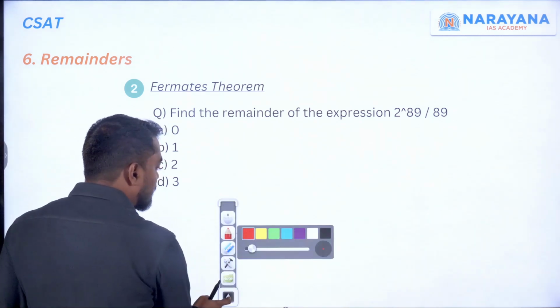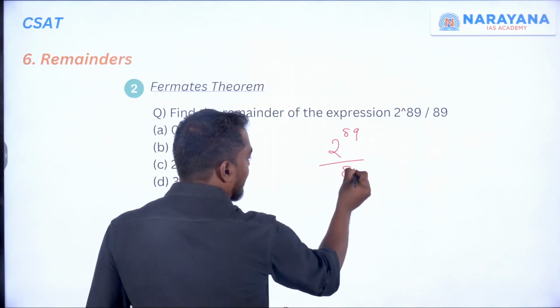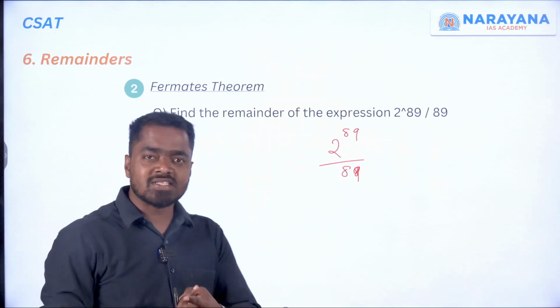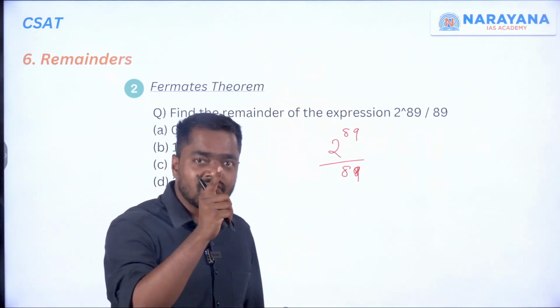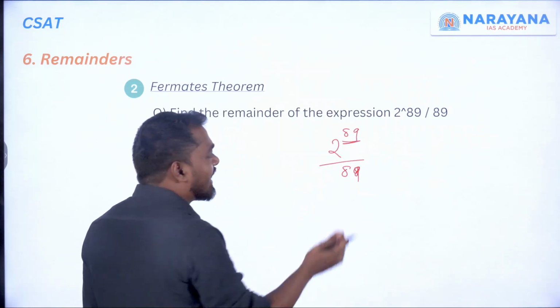Okay, let's solve this one. What is the given expression? 2 to the power 89 divided by 89. What is the Fermat's theorem expression? a to the power p minus 1 by p. So that means the power should be one less than the denominator. So there has to be 88 here.